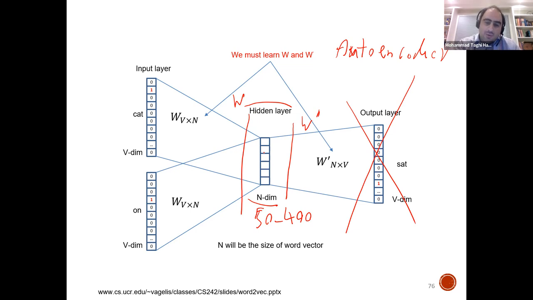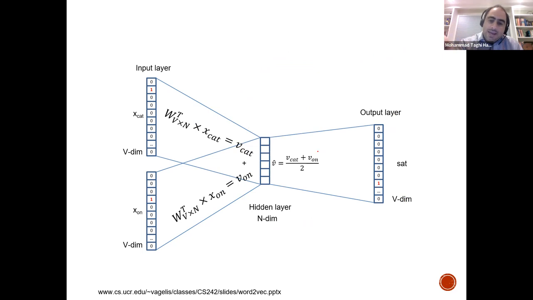How can I do that? So there are two ways. In the CBOW that I'm doing, for example, consider the word fat. From these guys, I will find this W matrix. This W matrix is exactly this coefficient. If I multiply this W matrix times x cat, which means essentially everything is zero except one, that gives me some V cat. Then what do I get from this guy also? That is the W times x on, which gives me some V on. And then I can take the average of these two vectors. That would be the vector that represents my V hat.